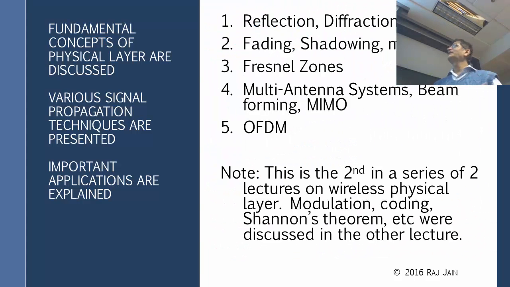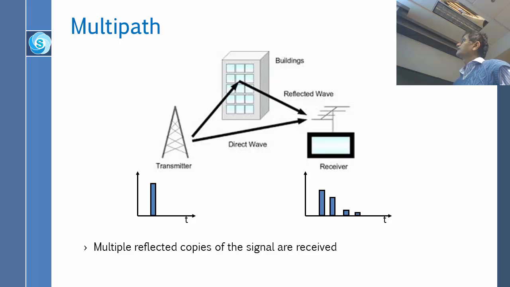Alright, now let's look at the multipath. So if you are going to receive, this is a transmitter, this is a receiver, and you will get many signals. Every building will be transmitting you some reflection of the signal, right? And they will all have different phases.